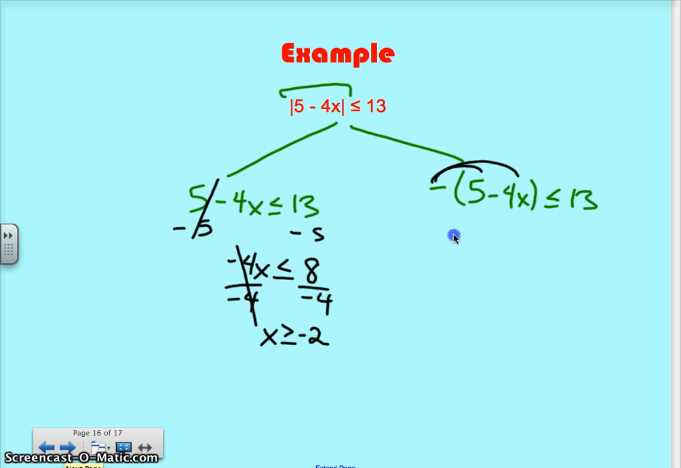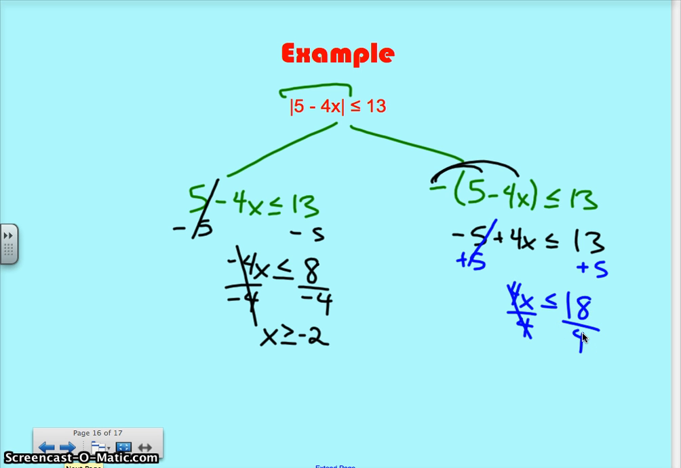Alright, let's try this over here. I gotta distribute this negative. So negative 5 plus 4x is less than 13. Now I can go ahead and add 5 using my added inverse, adding 5 to both sides here. These will cross out. I now have 4x is less than or equal to 18 there. Okay, 4x is less than or equal to 18. Now I can just divide by 4 to get x alone. Don't need to change the sign because we're not dividing by a negative.